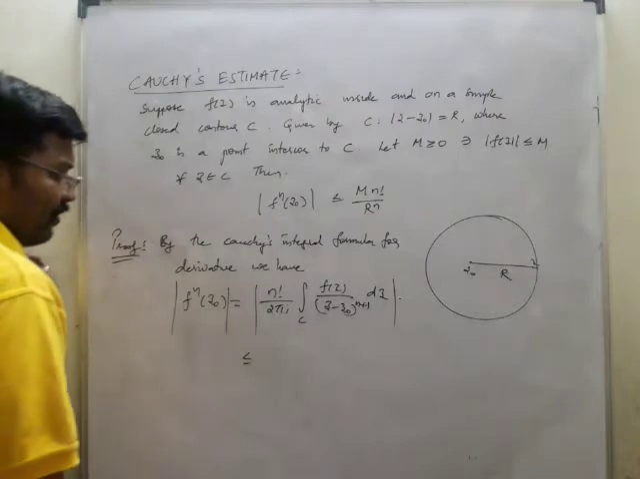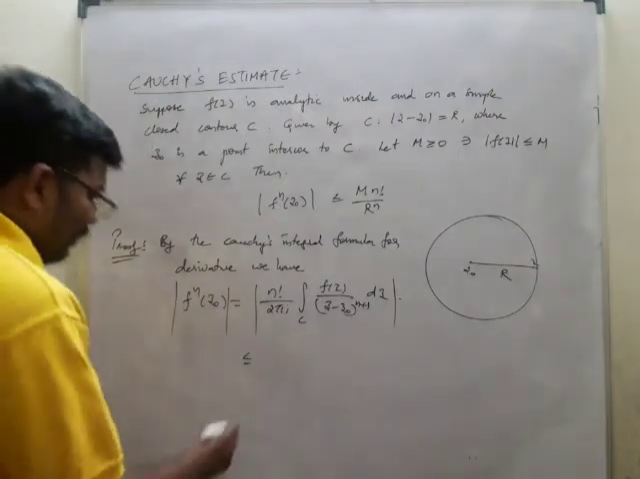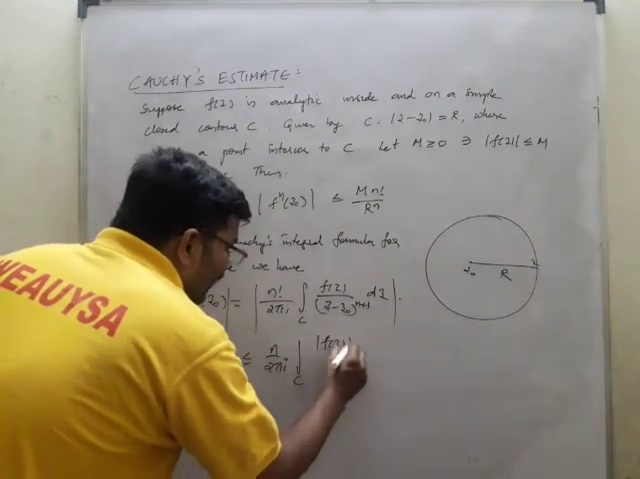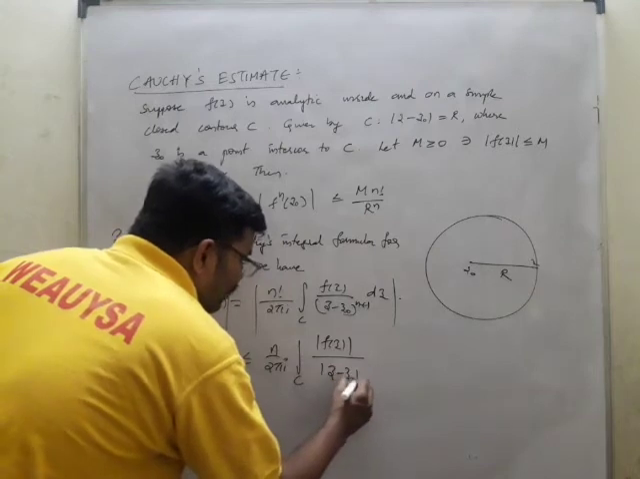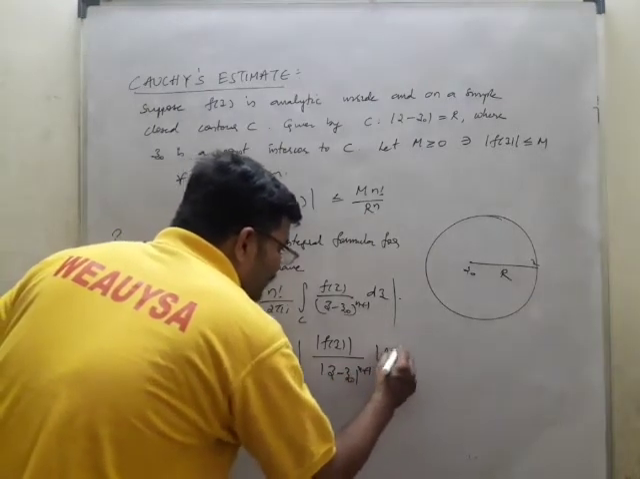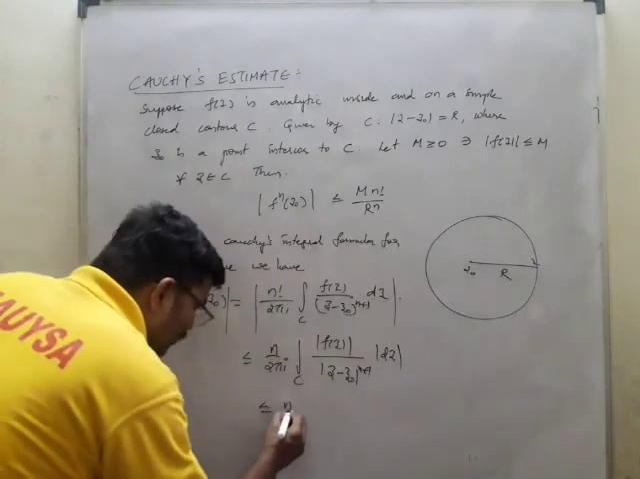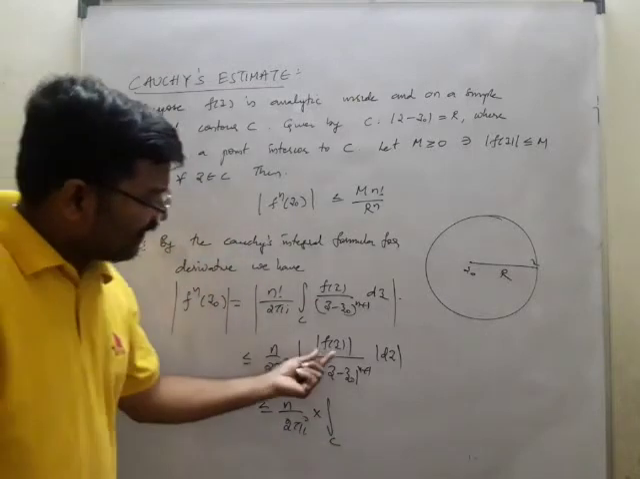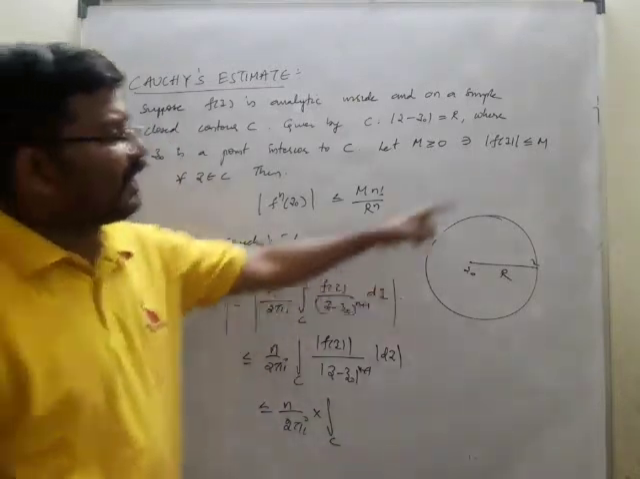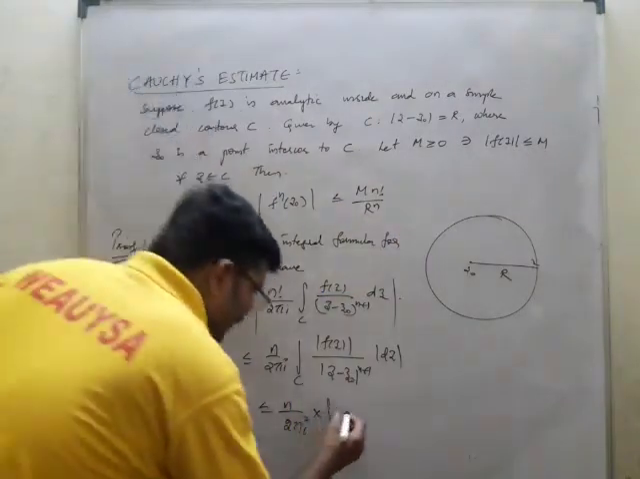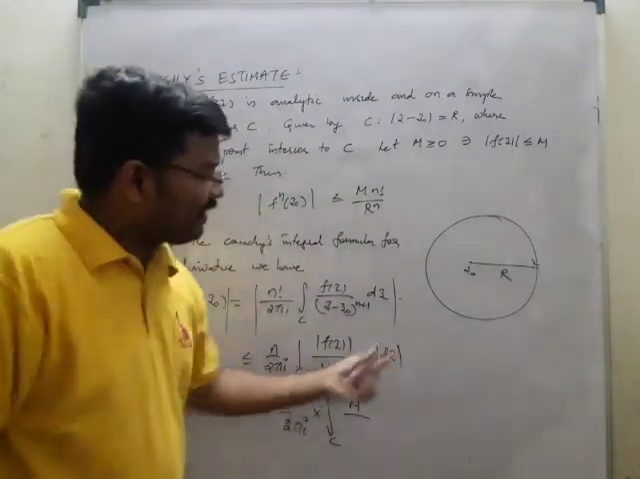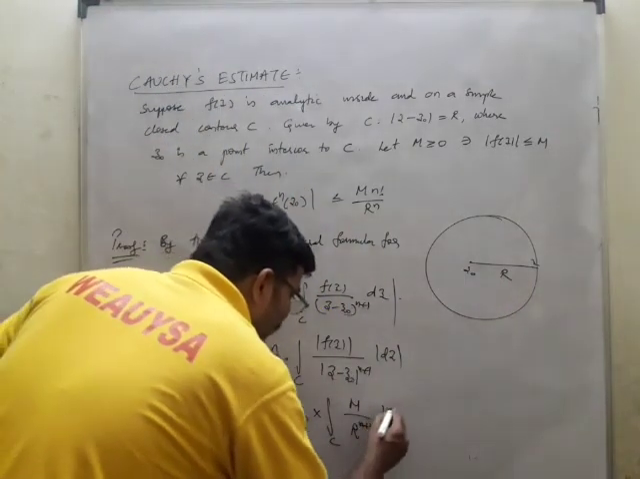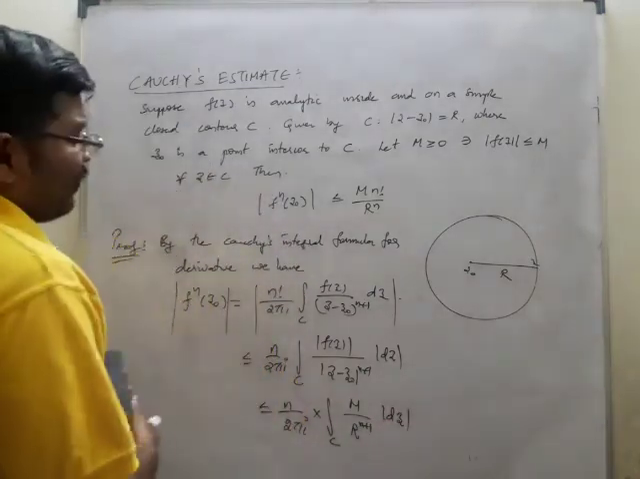This is less than or equal to n factorial by 2π, integral over C of |f(z)| by |z - z₀| to the power n+1, |dz|. Okay, this is less than or equal to n! by 2π, integral over C, where |f(z)| has a maximum value M, so I may take this as M by |z - z₀|, and |z - z₀| is nothing but r. You may write r to the power n+1 and |dz|.